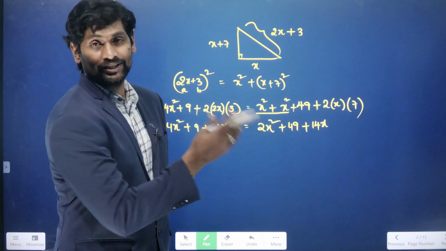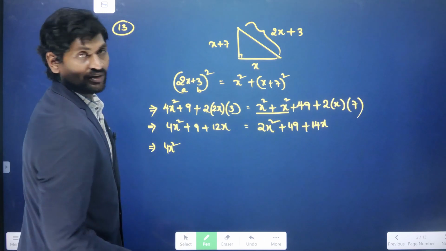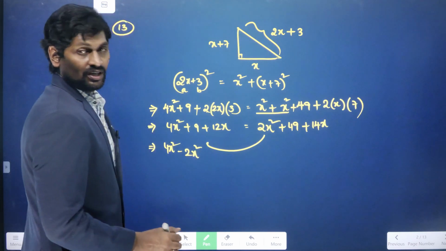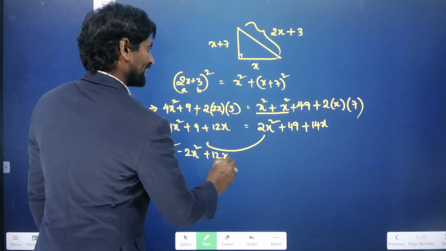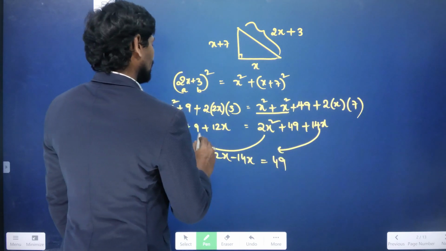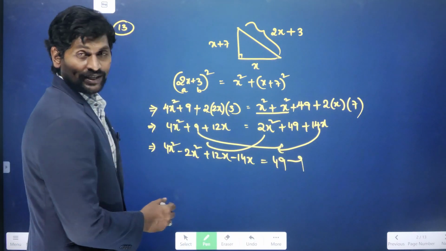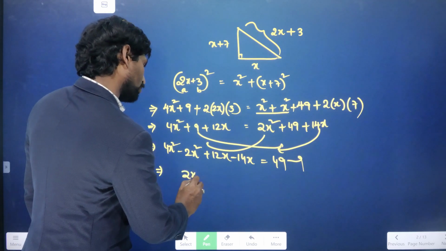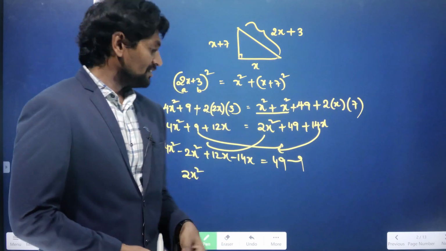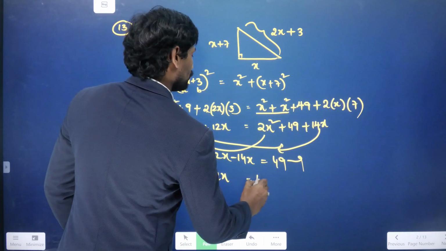Bring all the terms, that means I am bringing all the variables to one side and numericals to one side. So it is 4x square. The right hand side also has an x square term, so transpose this side, it will be minus 2x square, and it is 12x. The left hand side x term is 14x, bring this side, minus 14x, equals 49 minus 9. 4x square minus 2x square is 2x square, and 12x minus 14x, both are opposite signs, so we do subtraction. The answer is minus 2x, because the bigger number is negative, equals 40.